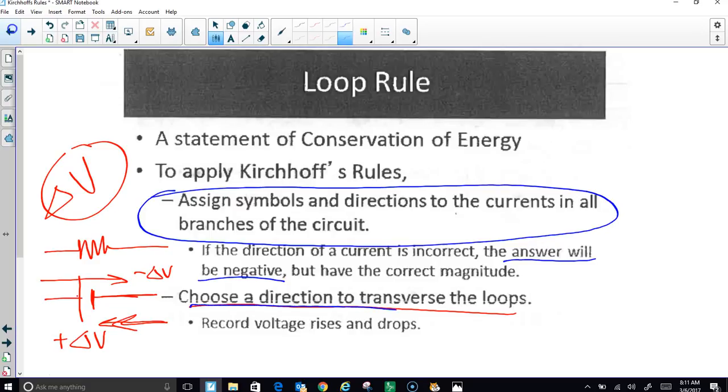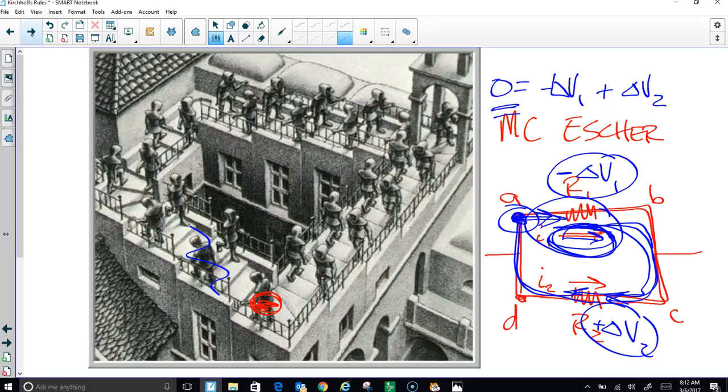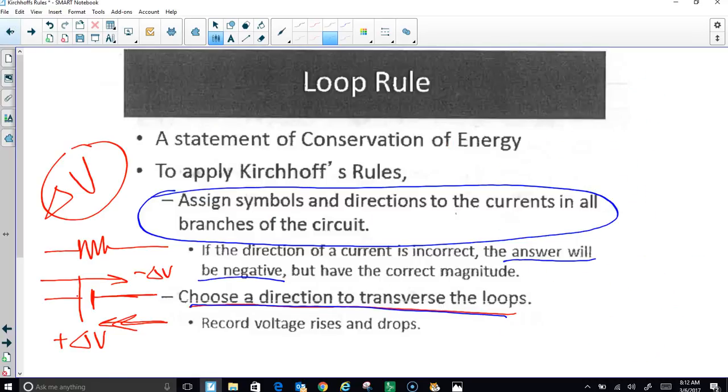Then you pick a direction. I could have easily chosen to go the other way on this one, right? I could have gone this way, and then this would have been the negative and this would have been positive. But it doesn't matter as long as you're consistent. And they're always going to add up to 0. So as you go, you record the various voltage drops and rises, and so forth and so on.